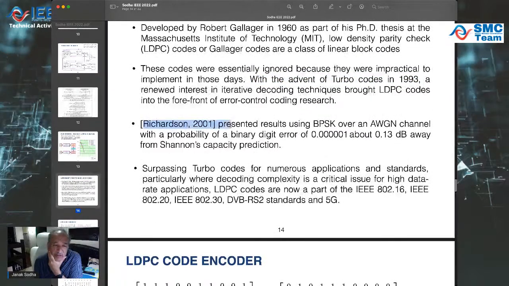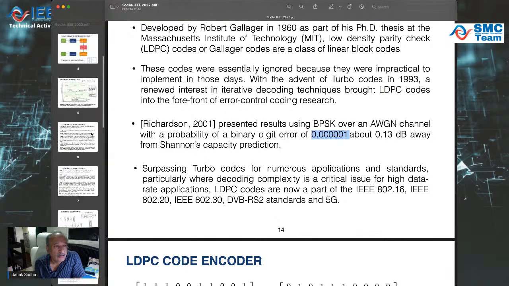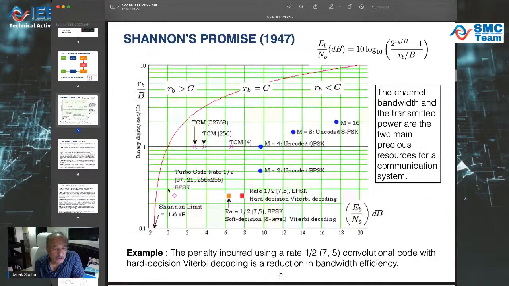I'll give you an example. If you look at this particular paper, he presented results where the probability of an error was like 1 times 10 to the minus 5, and it was like 0.13 dBs away from Shannon's capacity prediction. So to give you an indication of what I'm talking about here. I'm sorry, about here for the turbo code, just about here. Okay.